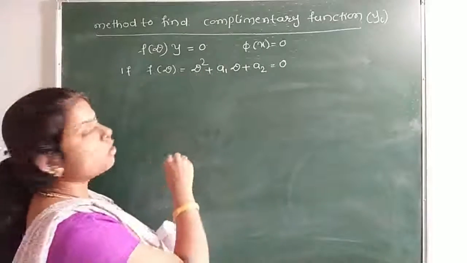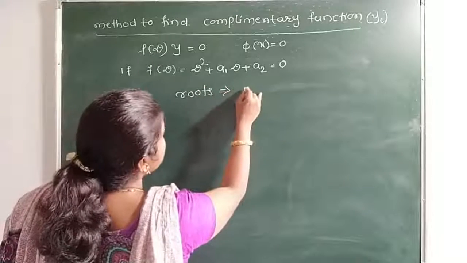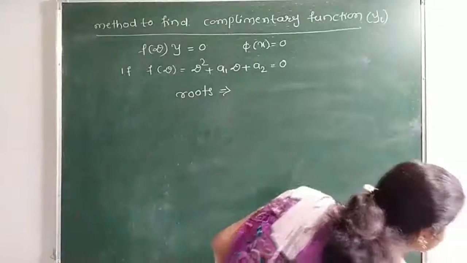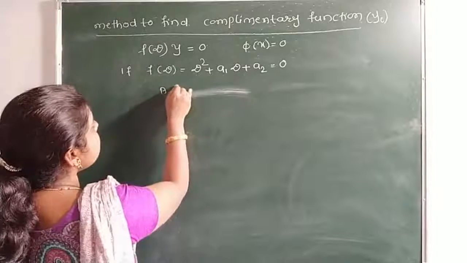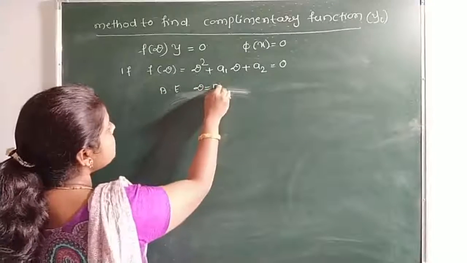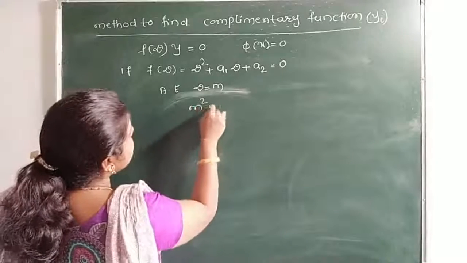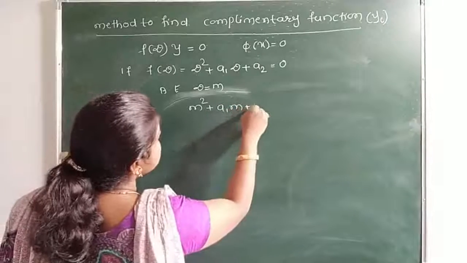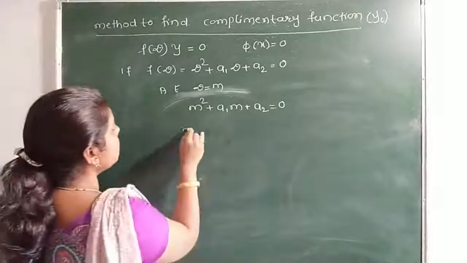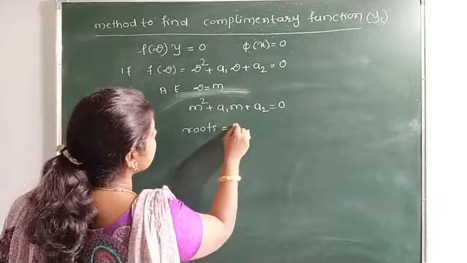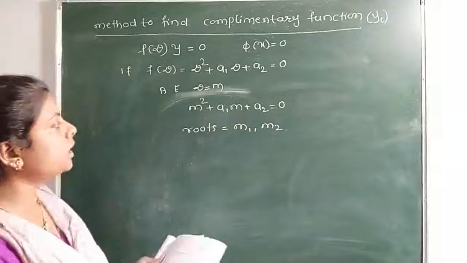After simplifying the quadratic equation, we get the roots. In a quadratic equation we get two roots. Before that, the f(D) term we convert into the auxiliary equation. Auxiliary equation means D is replaced by m. Now m square plus a1 m plus a2 is equal to 0. After simplifying the quadratic equation, the roots become m1 and m2.